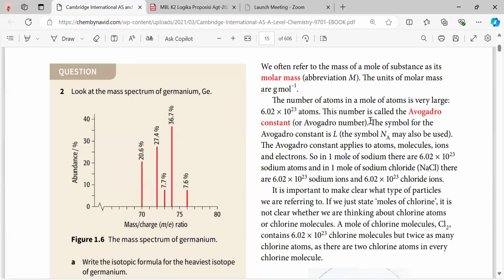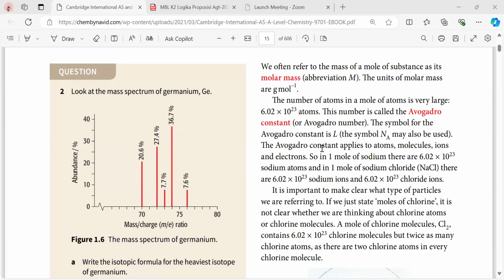The number of atoms in a mole of atoms is very large. So 6.02 times 10 to the power of 23 atoms. And this number is called the Avogadro constant or Avogadro number. This is actually standard. Back in high school when we learned about this, usually when we were counting something, we multiplied by this number, because it's pretty much standard already, so we always use this number.